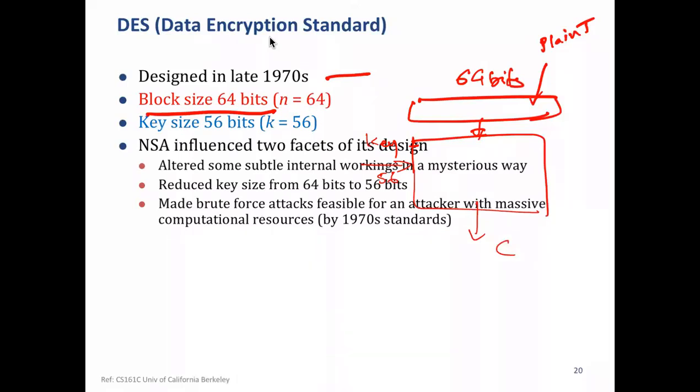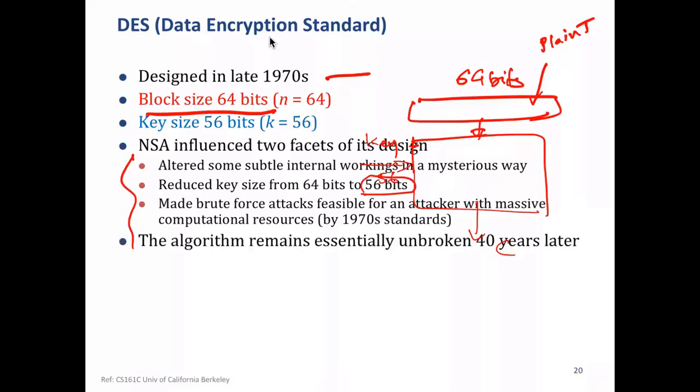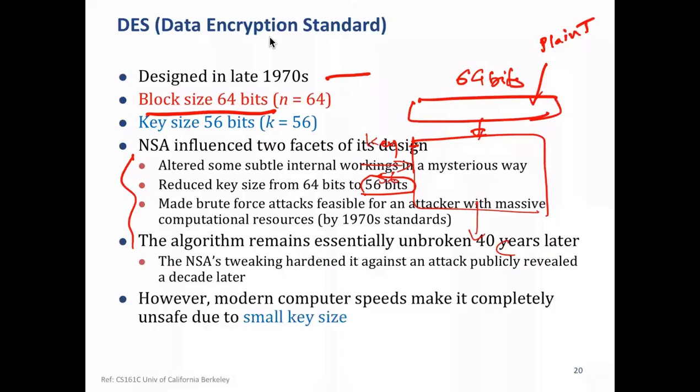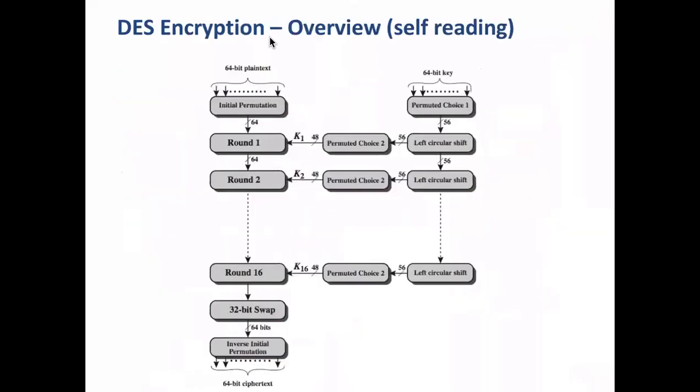Okay, so now a lot of questions were there, why 56 bits and so on, but it turned out that it's not really very safe considering today's computers. Because while encryption time may be less, breaking time is also less, because key size is very small. The modern computer speeds make it completely unsafe due to small key size. Okay, now how does it work? Now we'll not get into this, but I have sent you a paper, you can go through the design of it.